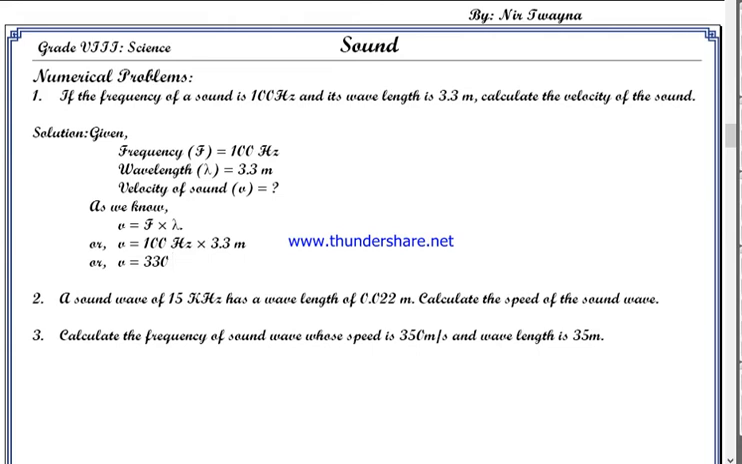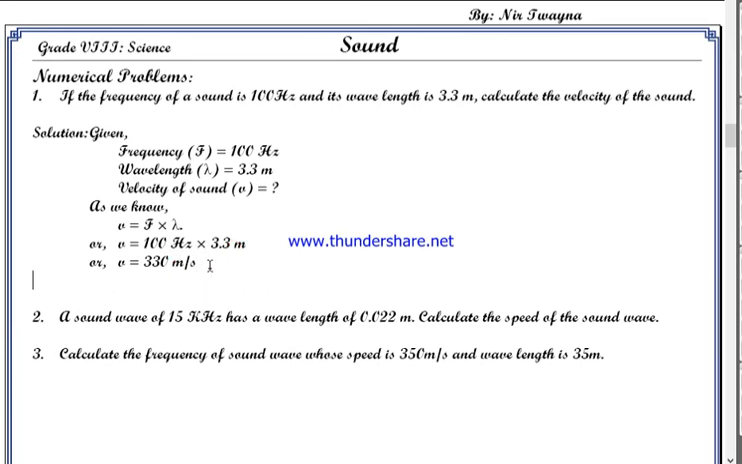Now what is the SI unit of V? Meter per second. How do you get meter per second? Hertz means cycles per second, isn't it? 100 cycles per second, so it is per second. Here you have meter, so it will give you meter per second. Now give the conclusion. Therefore, the velocity of the sound is 330 meter per second.